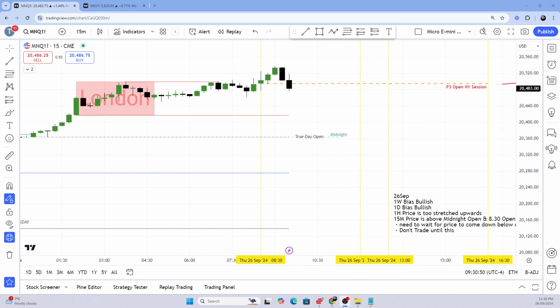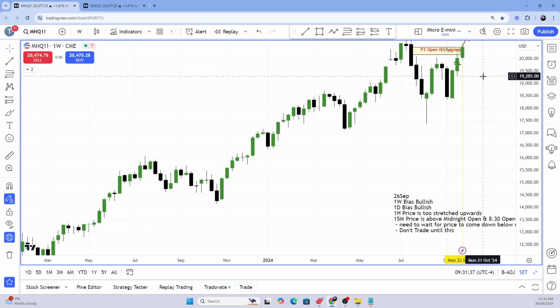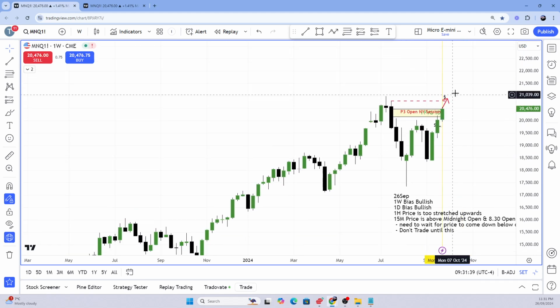But very quickly, let's start from the higher timeframes. On the weekly chart, we are expecting the price to go up and we are targeting the buy side liquidity residing at this swing high in the weekly chart. So weekly, our bias is bullish, just to target the buy side liquidity residing above.